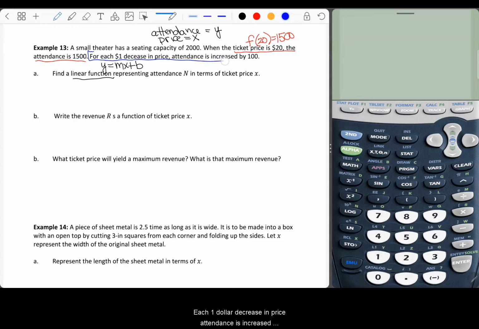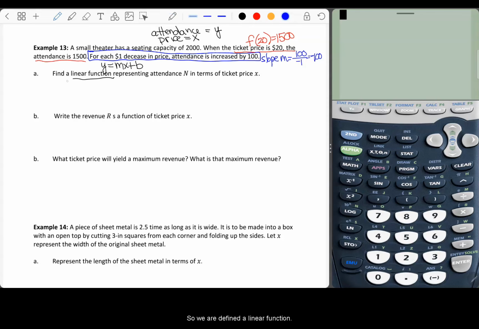for each $1 decrease in price, attendance is increased by 100. That's a slope right there. The attendance, the y value, is 100 for the slope, and the ticket price, the x value, is -1, and it goes in the denominator, y over x. So the slope for our linear function is -100.